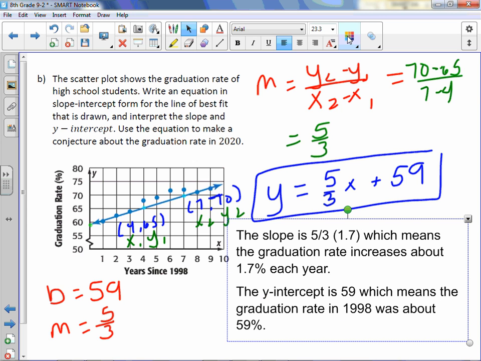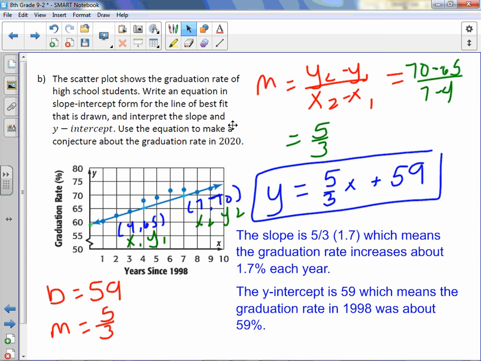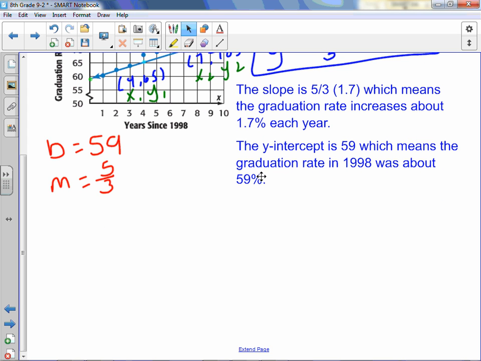Now let's use our equation and make a conjecture in the year 2020. Well, this is years since 1998. 1998 would be year 0. 1999 would be 1. 2000 would be 2. So all the way up to 2020 would be year 22. So our x value we are going to plug in is year 22.